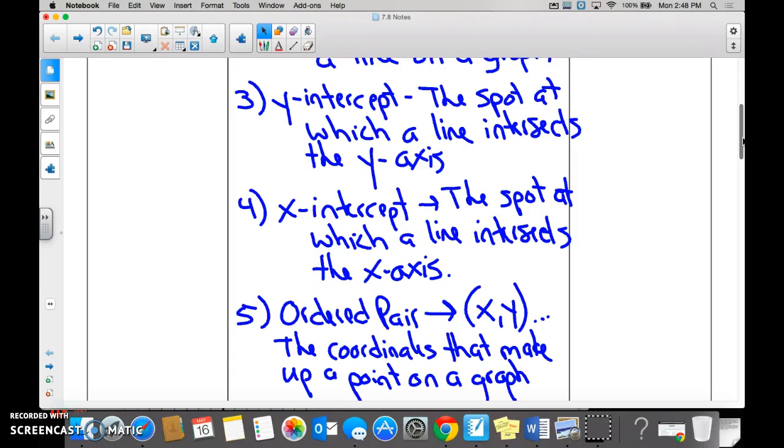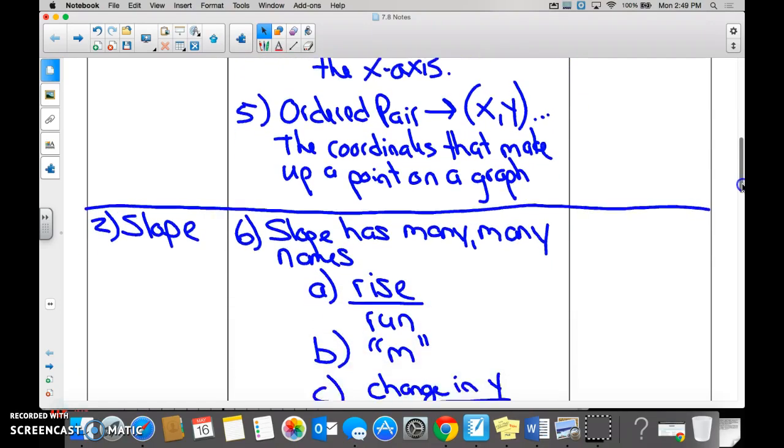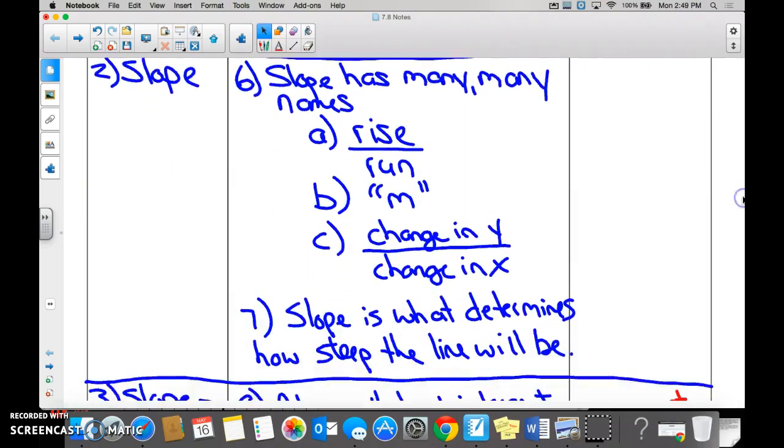So an x-intercept would be the same thing but opposite. Sounds funny, same thing but opposite. It would be where a line intercepts the x-axis. And then you all know what ordered pairs are, right? Give me 3 names for slope. Read them off to me. 3 names for slope. Annika, go.